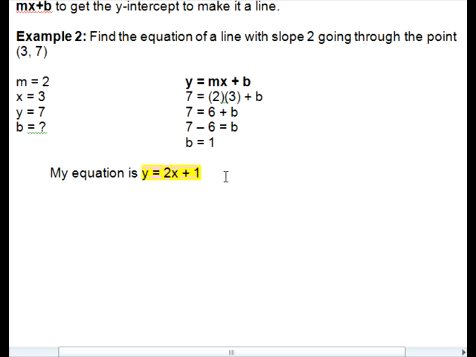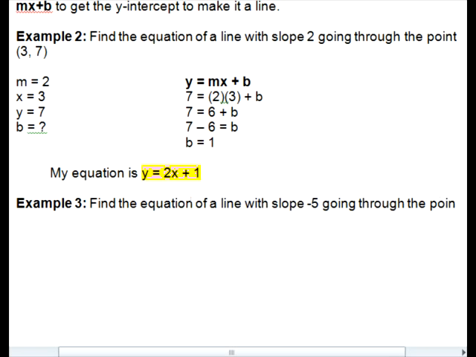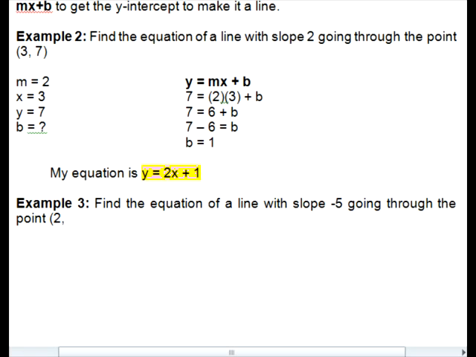All right, so example 3, I'm going to give you guys a second to try this for yourself. Example 3 says find the equation of a line with slope -5 going through the point 2, -3. This should only take the class a minute or two. I'm going to ask the teacher to hit pause and give the class about a minute or two to try it out. The class won't want you to hit pause, but please do it. Okay, great.